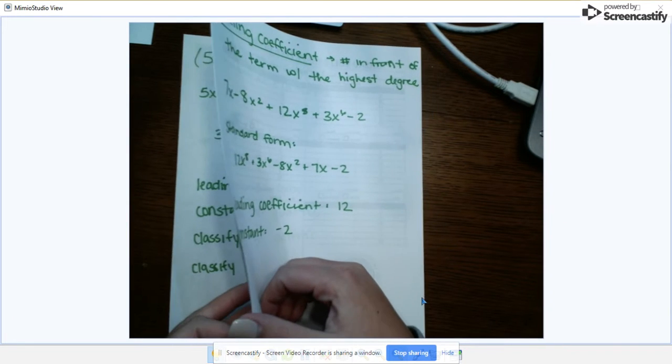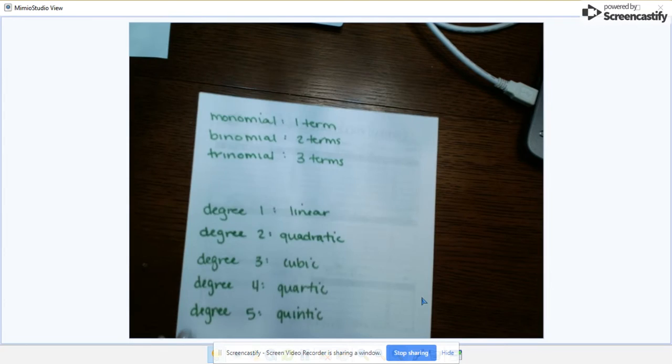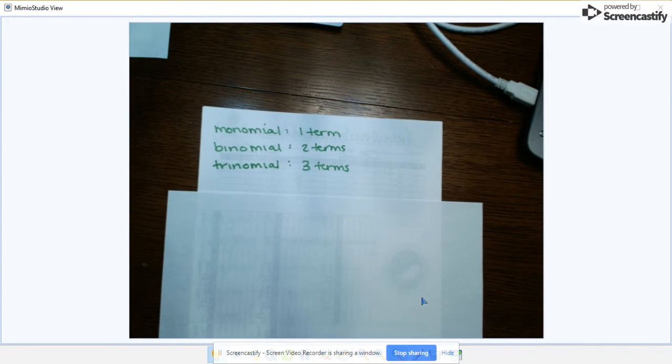Okay, sometimes you will also be asked to classify your polynomial based off of how many terms they have. So if there's only one term, we described that earlier as a monomial, and then everything after that is polynomials, but we can specifically say if it has 2 terms, it's a binomial, and then if it has 3 terms, it's a trinomial. So those 3 words you'll see quite often.